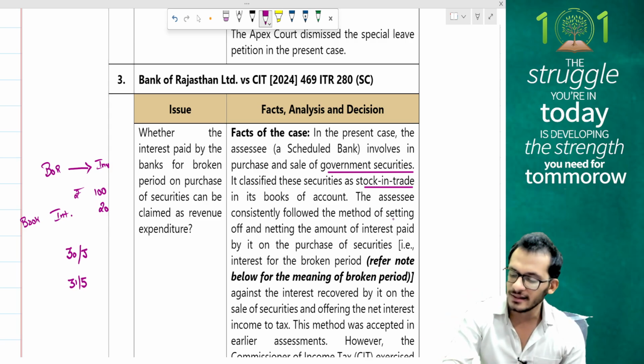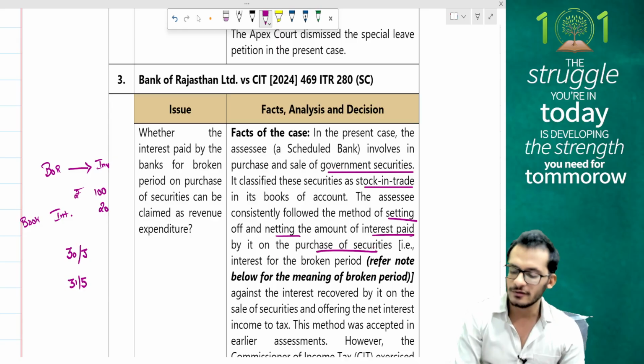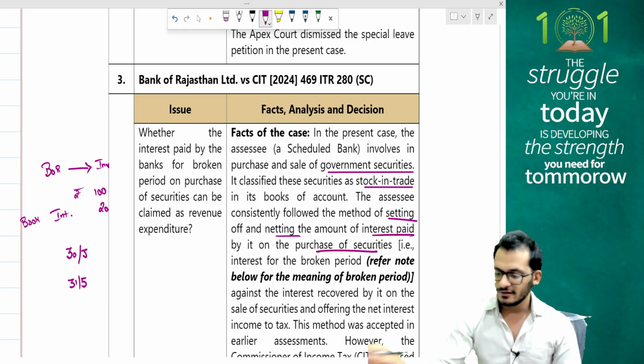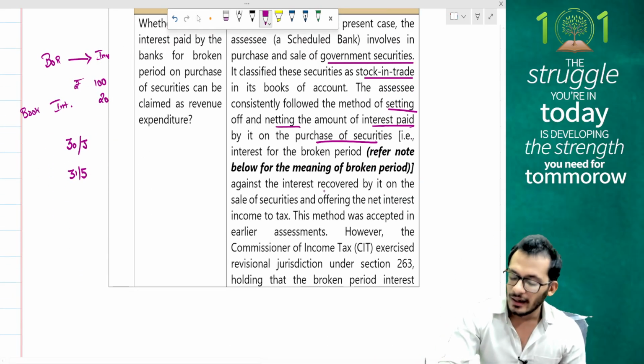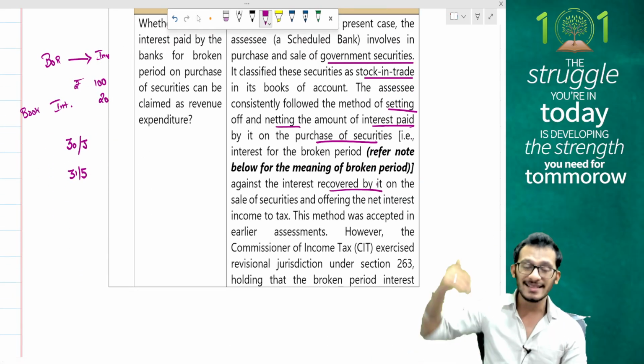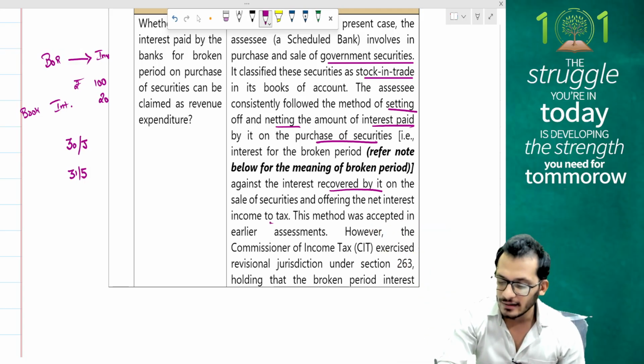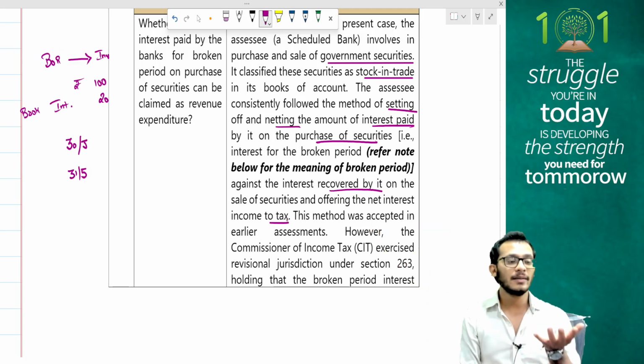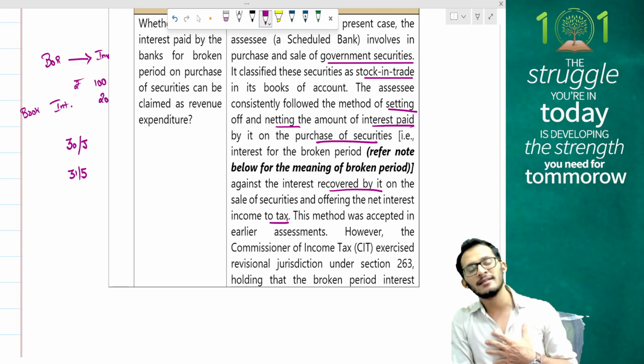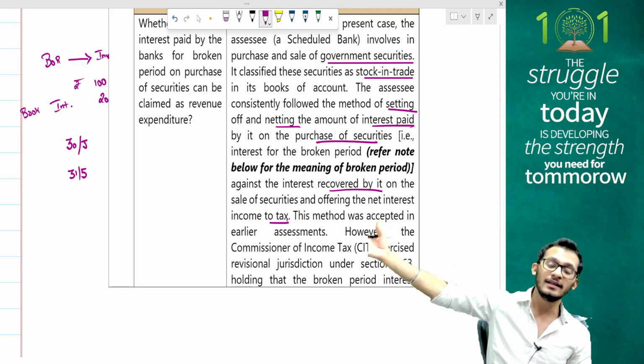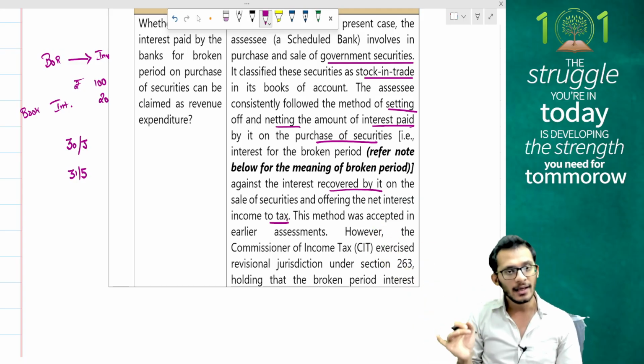The assessee has consistently followed the method of setting off and netting the amount of interest paid on the purchase of securities, on the broken period, against the interest which is recovered by it on the sale of securities, and offering the net interest income to taxation. So he will record this as an expense. Whatever he pays is broken interest, and whatever he receives from the other person is recorded as income.